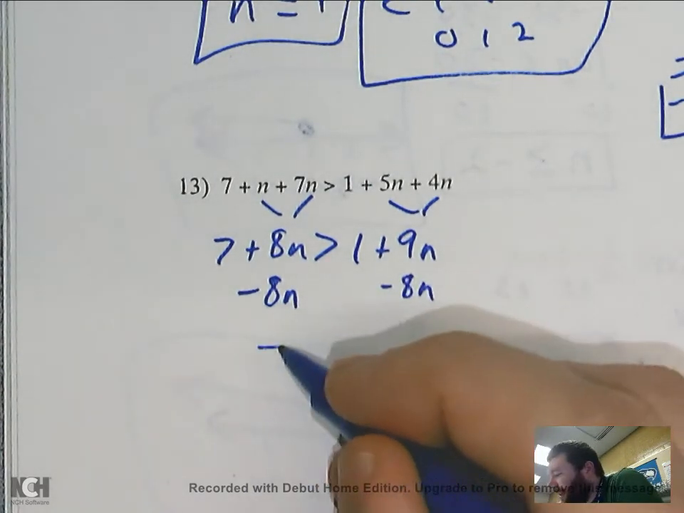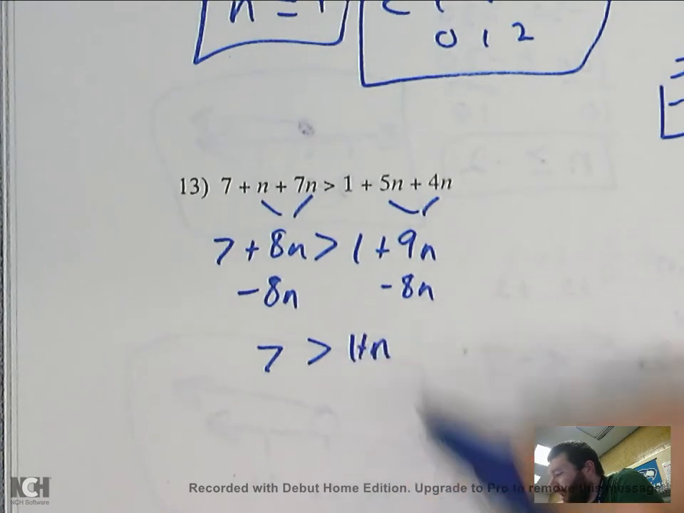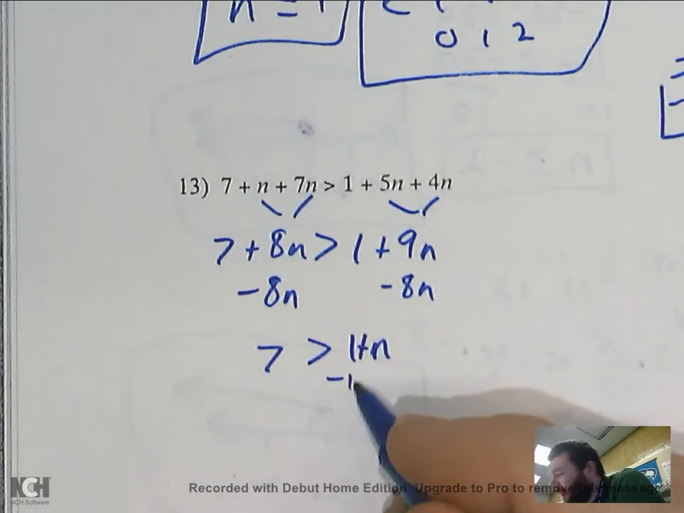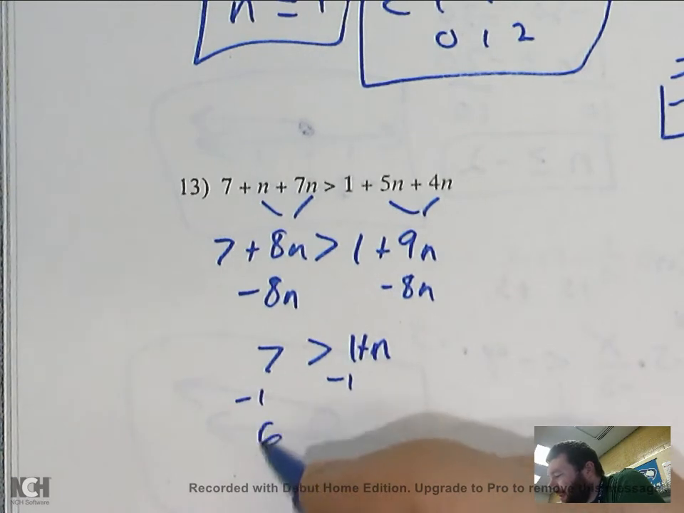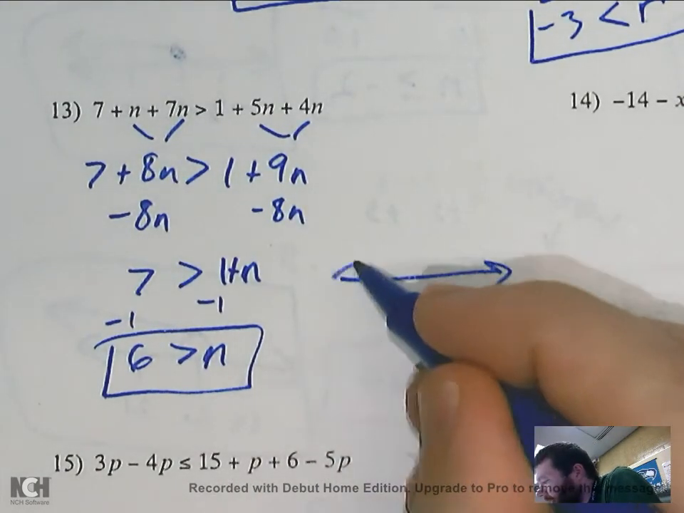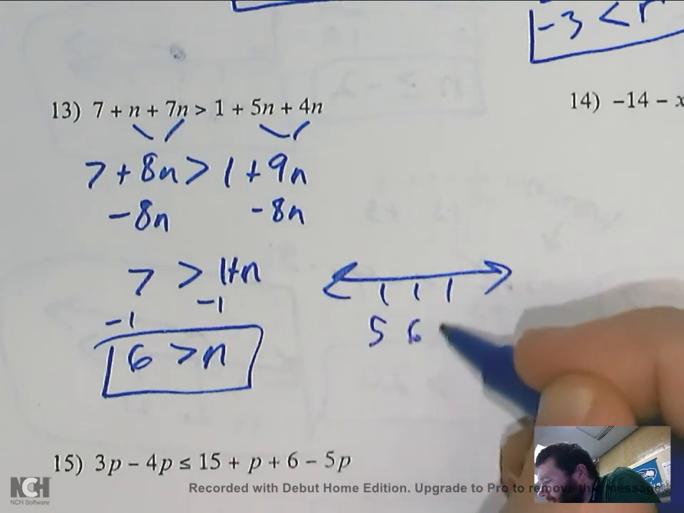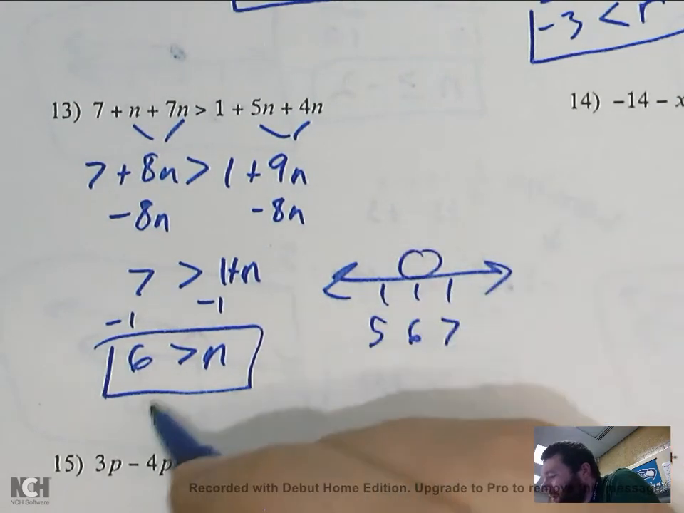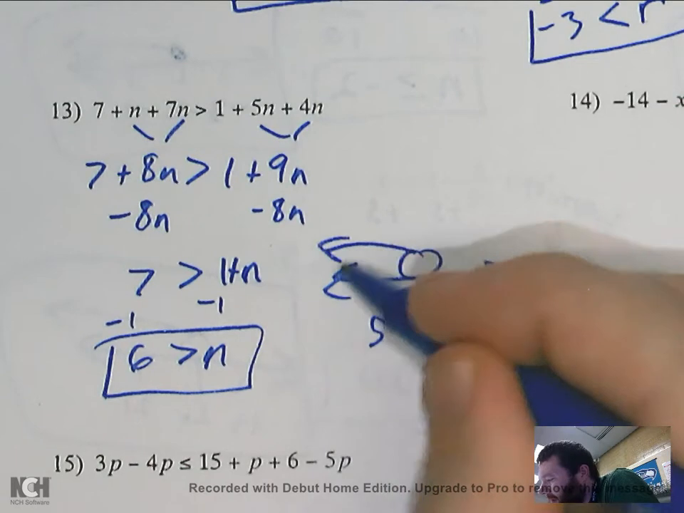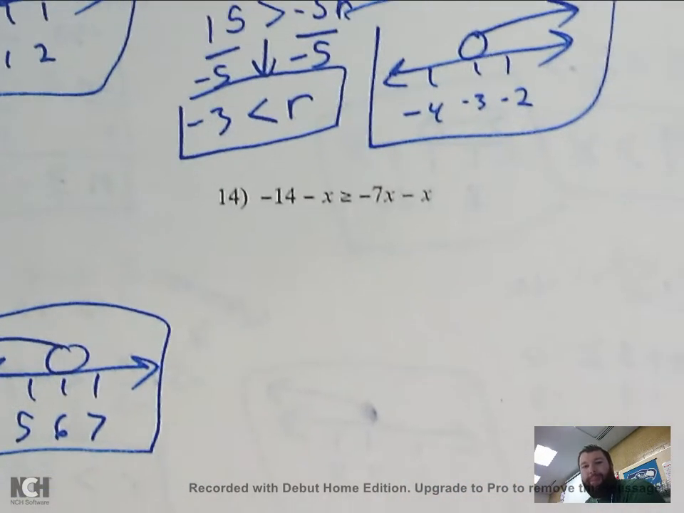So minus the 8n, you get 7 is greater than 1 plus n. And then you just minus the 1, and you get 6 is greater than n. So there is one answer. Do your graph, and then 5, 6, 7. It's going to be an open circle. It's eating the number, so it's going to go to the left. And there's your second answer. All right, 3 more to go.